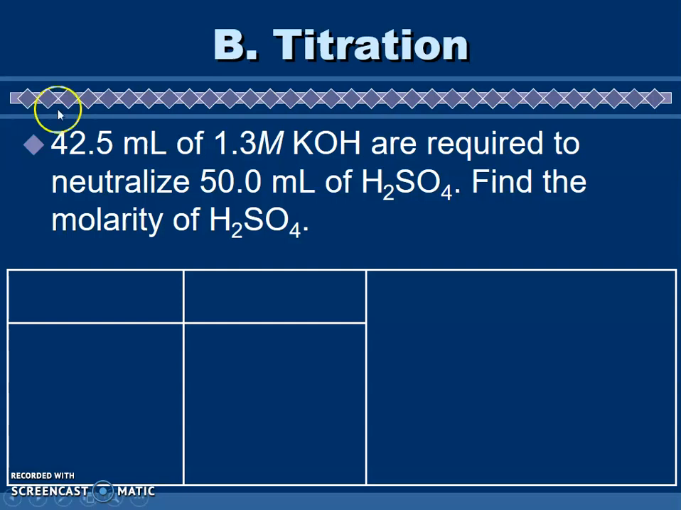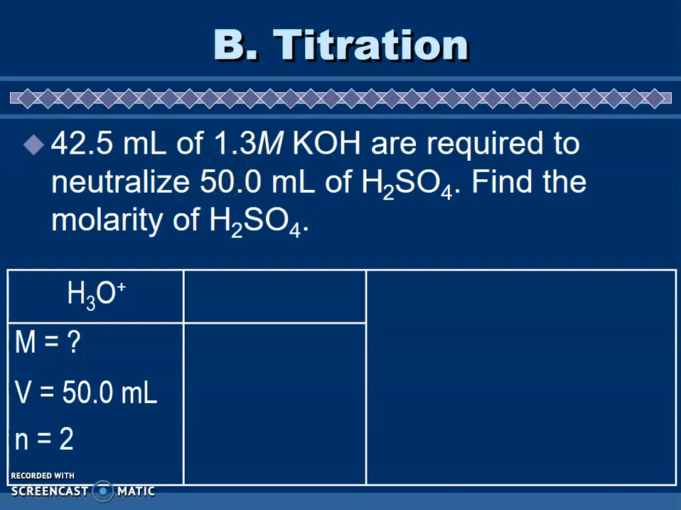So we know the concentration of our base. We do not know the concentration of our acid. That's what we're trying to figure out. So what I'm going to do is break up this information into information about the acid and information about the base. For our acid, we don't know the concentration. That's our unknown, that's our X. That's what we need to find out. Our volume is 50 milliliters. And our N is 2.